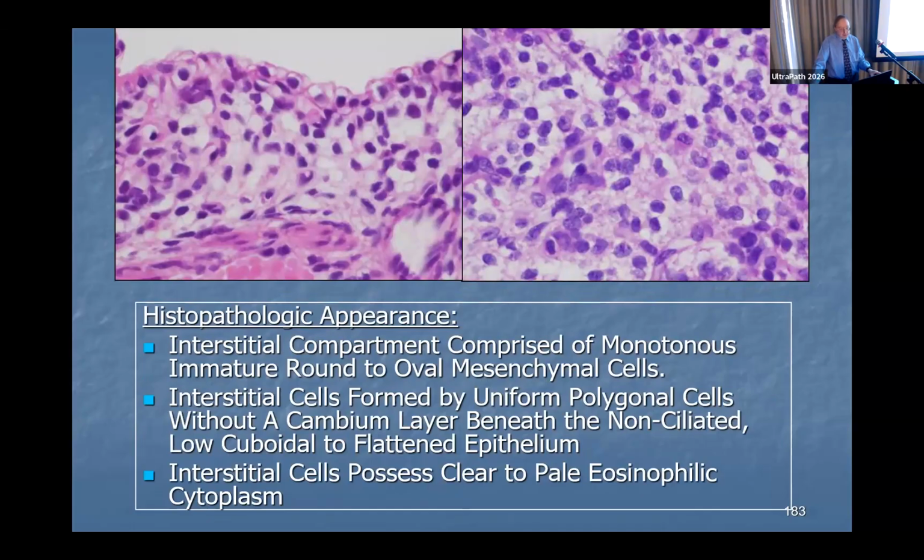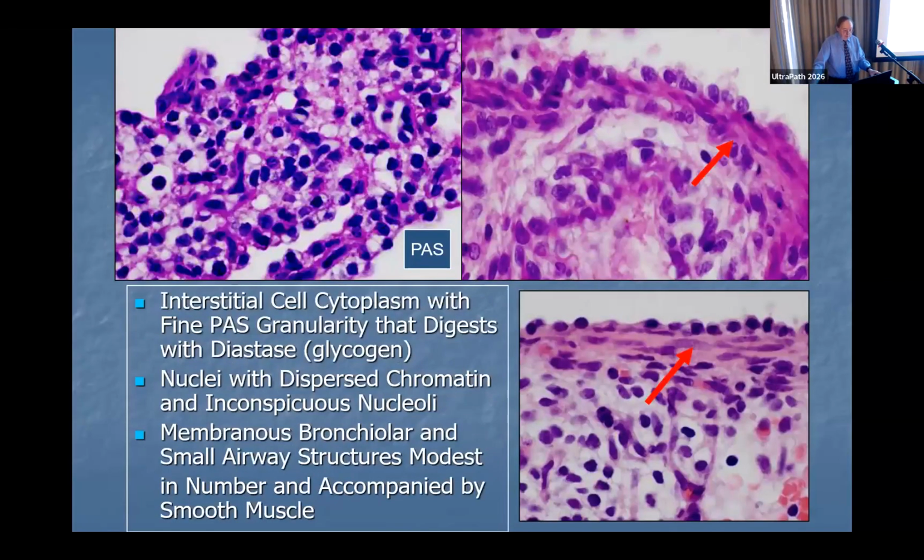And then when I show you PAS, you'll see it has a lot of PAS positivity to it. And here is actually the PAS stain in the upper left-hand corner there. You see sort of some fine staining of that. You can also see that there's a smooth muscle that underlines this kind of rudimentary type of epithelial lining. When you look at this, consideration always is whether you consider this a pleuropulmonary blastoma.